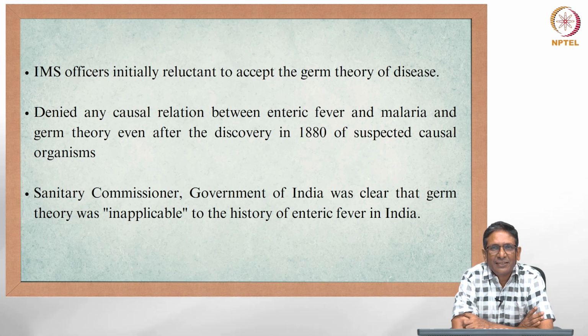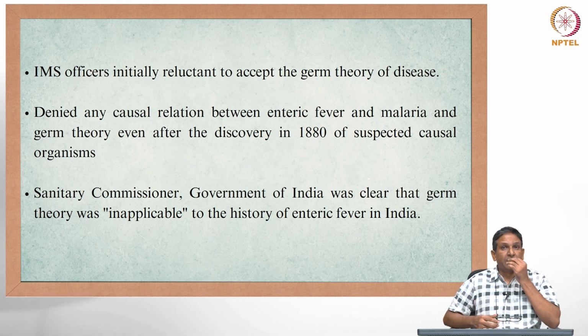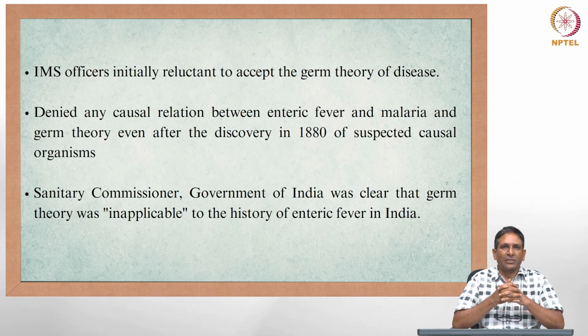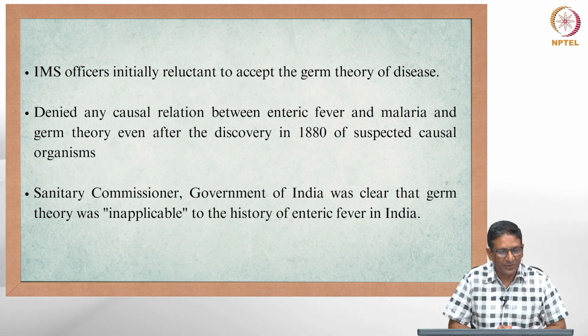So, we have been saying that by about the 1880s, the rest of the world had come to terms with the germ theory of disease, which was a totally new understanding of disease as opposed to earlier forms like humoral theory or other kinds of environmental theories like miasmatic theories and other such things. But as we already saw, the colonial medical establishment here in India was very reluctant, and they were also very forcefully denying any kind of causal relationship between enteric fever, which is typhoid, and other such diseases like malaria. So, they denied any connection between those diseases and germ theory.